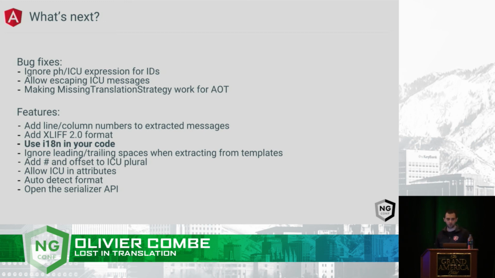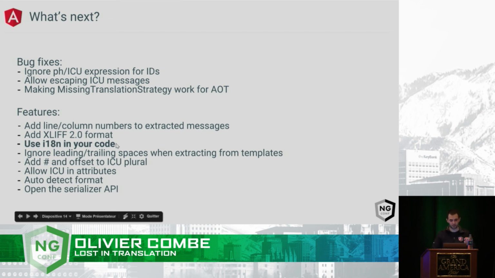Allow escaping ICU messages. If you want to use brackets inside of your ICU messages, this will fail right now. So we need to fix this. The missing translation strategy should work with AOT as well. And for the features, the one I'm working on right now is to be able to use IATN inside of your code. And it should be available soon, in the next couple of months, if everything goes well.